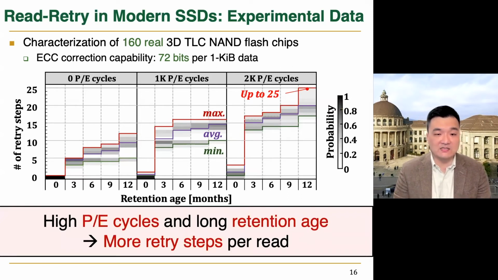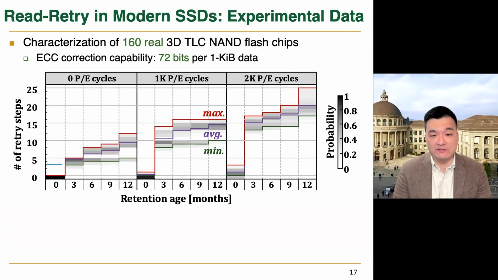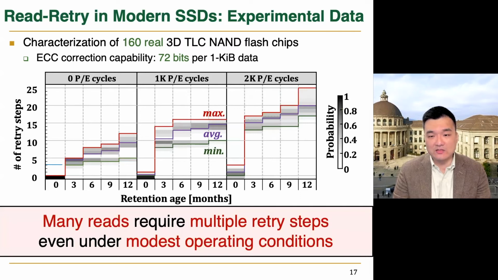In fact, we can easily expect this since it is well known that program and erase cycling continuously damages flash cells, and a flash cell inherently leaks its charge over time. A new observation in our experiment is that many reads require multiple retry steps even under modest operating conditions. As shown in the plot, every read requires at least 3 read retry steps even under only a 3-month retention age at 0 P/E cycles, which means that the read latency significantly increases by more than 3 times compared to when there is no read retry.